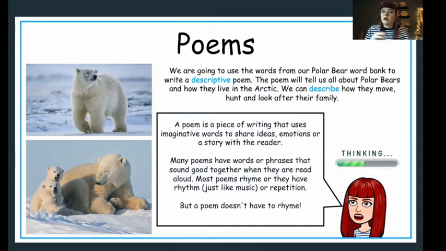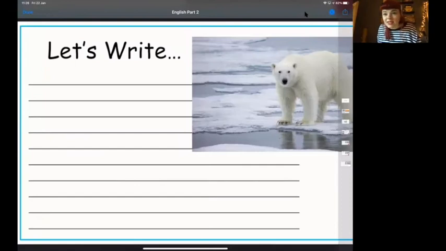Now, poems have slightly different jobs, okay? A poem tends to be a piece of writing that uses imaginative words, just like what we've got in our word bank, to share ideas, emotions, or a story with the reader. Many poems have words or phrases that sound good together when they're read aloud. So things that have got a bit of a rhythm, like a song, okay? And sometimes parts of them repeat. Sometimes a poem rhymes, but sometimes it doesn't. So let's keep that in mind for when we're writing them on our own. Let's have a little go all together. Okay, then let's get started.